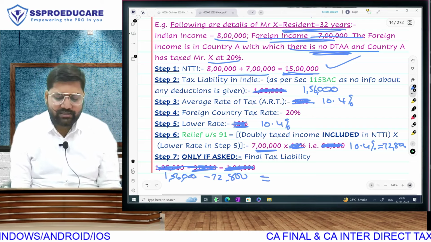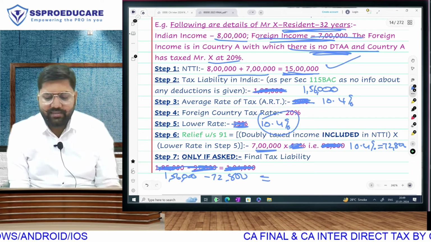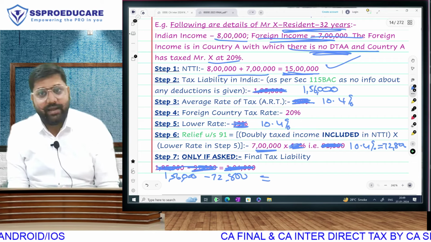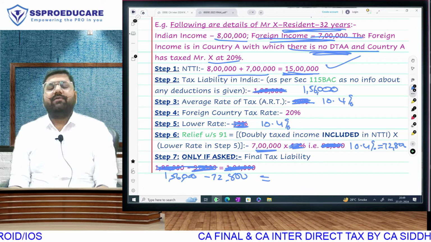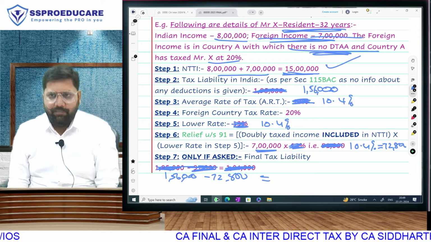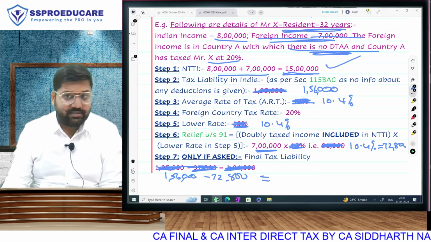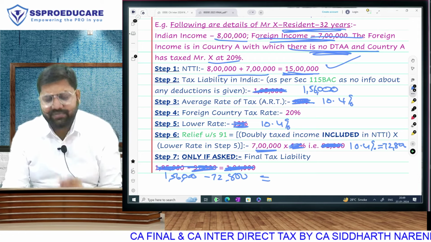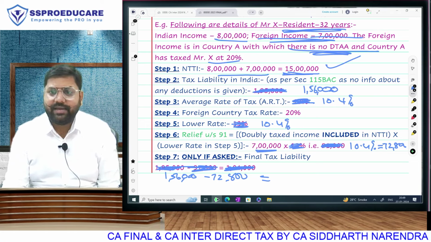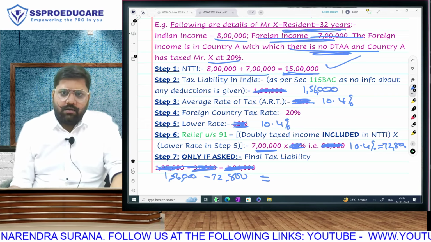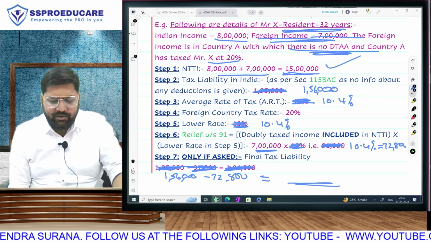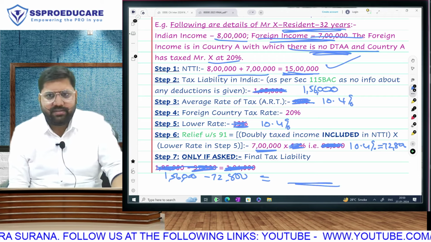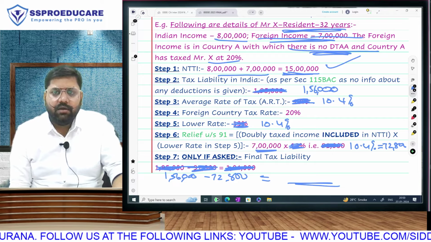Indian rate or foreign rate, whichever is lower, at that rate you apply on your doubly taxed income included in NTTI. Whichever is lower, you will get your benefit, and that is your calculation under section 91. And that, ladies and gentlemen, is your chapter double taxation relief. Kindly make the correction, and here I think 83,200 you'll get. You please make this correction. Apologies for the error. Let's go ahead.